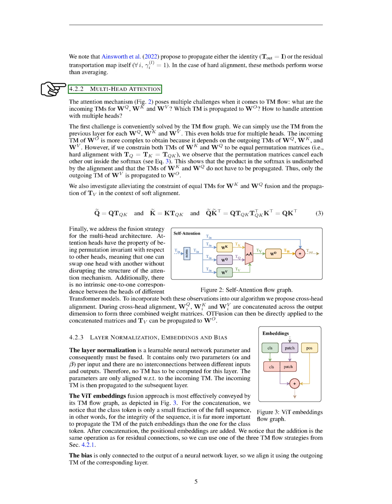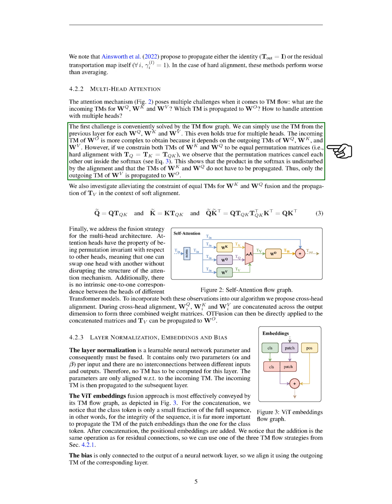Section: Multi-head attention. Let's delve into the complexities of the multi-head attention mechanism. This mechanism presents several challenges when it comes to tensor mapping, TM, flow. We need to determine the incoming TMs for the weight matrices W-Q, W-K, and W-V. We also need to figure out which TM is propagated to the output weight matrix W-O. And finally, we need to handle attention with multiple heads. The first challenge can be addressed using the TM flow graph.